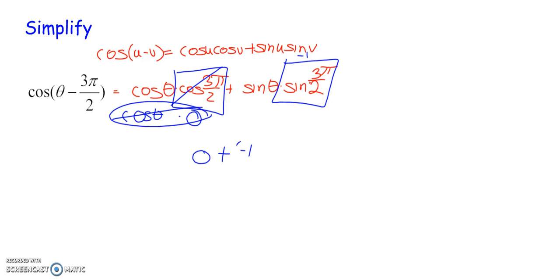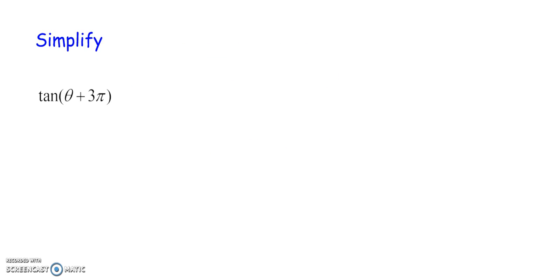So it's negative 1 times sine theta. I switched the order around. And what does that simplify to? It simplifies to negative sine theta. Now, so that's a simplification. We could have also proven that, but this is just as good. We will open the next video starting with this problem.